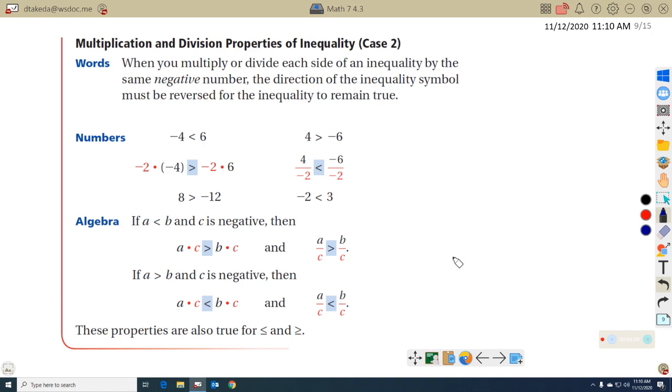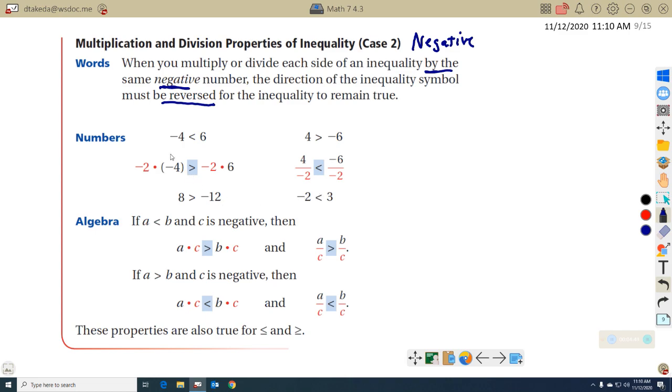Okay, so now we have case 2. This is going to be the negative case. And this is where things get a little bit different. Now, this is pretty easy, but the problem with doing math like this is when it's all mixed together and you're not thinking about it, you have to keep thinking about when things are different. When you multiply or divide each side of an inequality by the same negative number, okay, so this is a negative case, the direction of the inequality symbol must be reversed for the inequality to remain true.